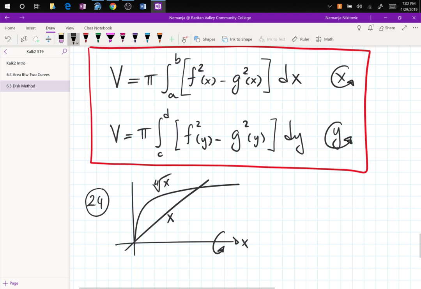Is that the fourth root of x? Yes. Fourth root of x, yes. What was the question? Find volume. Okay.